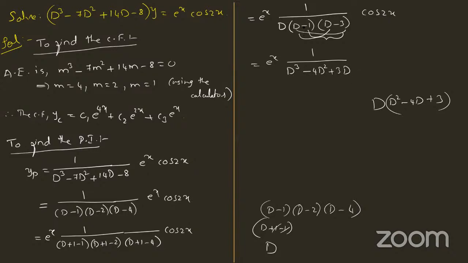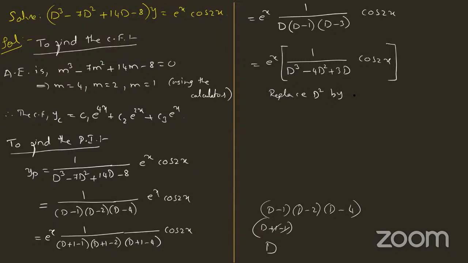First of all, I have multiplied these two, d minus 1 and d minus 3, which is d square minus 4d plus 3. And if I multiply all these three terms by a d, we'll get this. And you're operating all this on cos 2x. Right? Now, we know how to simplify this part. When you operate this on cos 2x, you know how to do that. What we do, if you recall, you need to now replace d square by minus 2 square, which is minus 4.